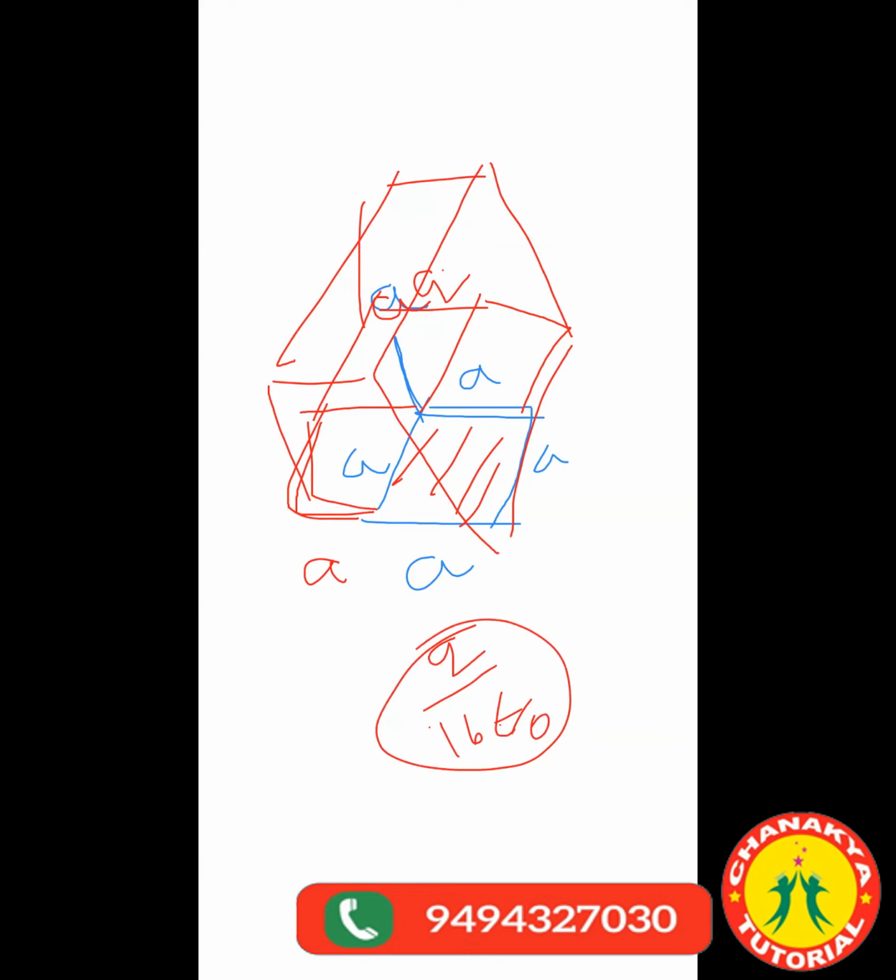Everyone understood? Yes, sir. Just simple imagination of symmetrical figures. Understood, guys? So I'll give you one homework. You just try this out. You can now go and solve electric flux questions. Let me give you one question.